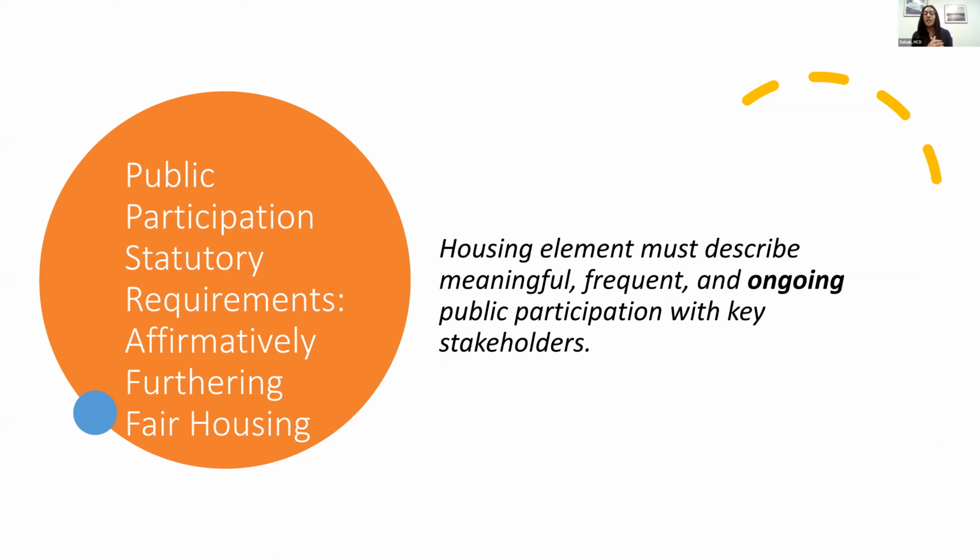And then there's another statutory requirement. Through Affirmatively Furthering Fair Housing, AFFH, the housing element must describe, and so must implement, meaningful, frequent, and ongoing public participation. So the key word here is ongoing. The housing element process, both the update process and the implementation for the next 8 years, should be an ongoing public community participation process. It shouldn't be just something you do on the initial draft or before the initial draft gets to HCD and that's that. It should be an ongoing process, and these are statutory requirements prescribed by law.